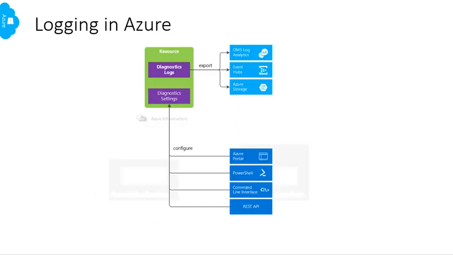Let's dive into this. When a resource is spun up, we have diagnostic logs and diagnostic settings. On the diagnostic settings, we can configure either through PowerShell, REST API, AZ CLI, or the portal. And what we can do is export the logs to OMS Analytics, Event Hubs, and Azure Storage.